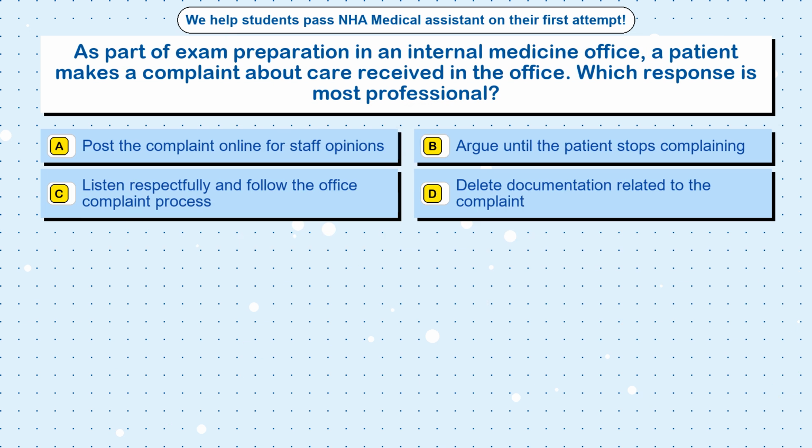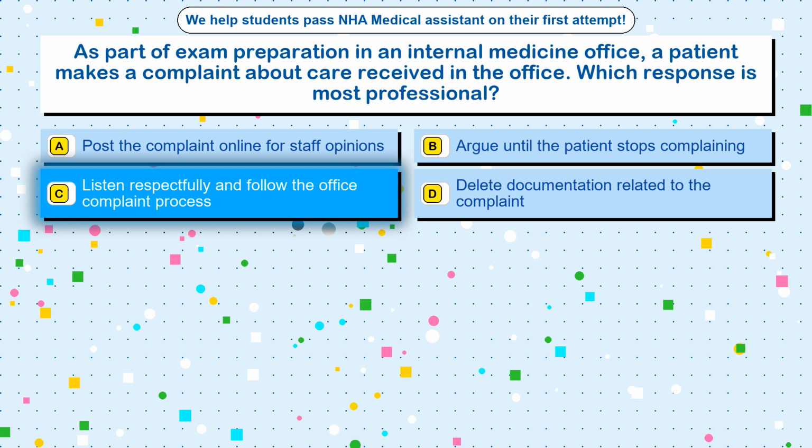Question 74. As part of exam preparation in an internal medicine office, a patient makes a complaint about care received in the office. Which response is most professional? Option A. Post the complaint online for staff opinions. Option B. Argue until the patient stops complaining. Option C. Listen respectfully and follow the office complaint process. Option D. Delete documentation related to the complaint.